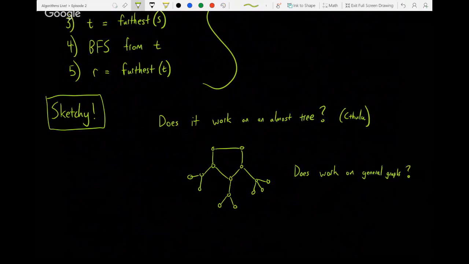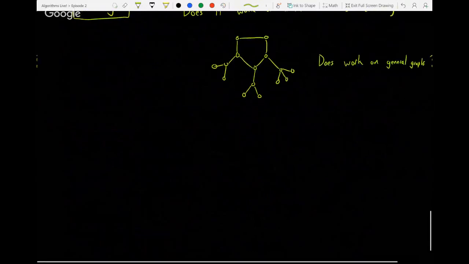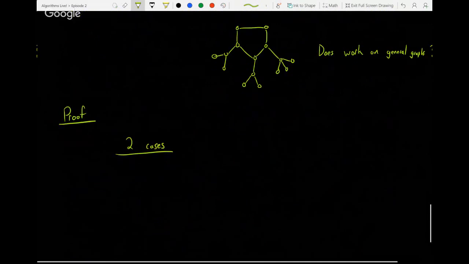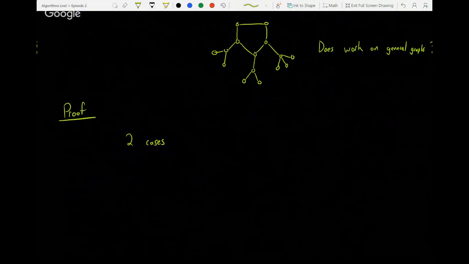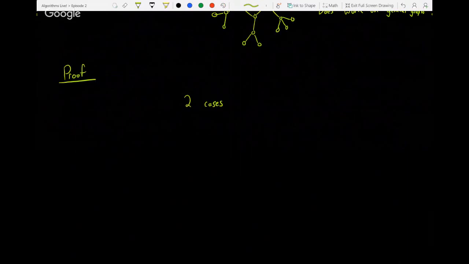And you can debate amongst yourselves why you think this would work. But I'll present the proof for the tree case, at least. And that should be fairly interesting. So here's the proof of the tree case. So there's two cases. Basically, there's two ways I can break this up. When I've picked an arbitrary S, there are two options for S.